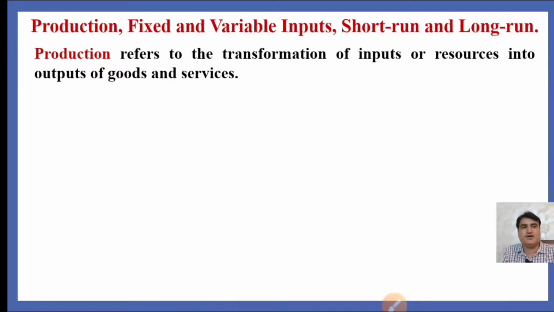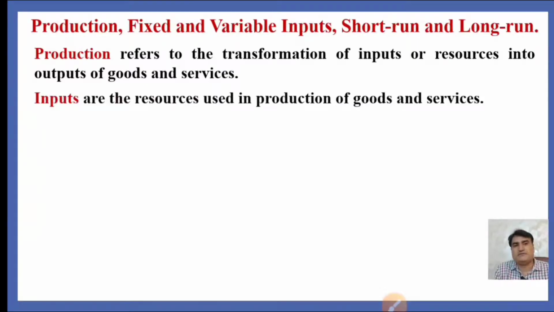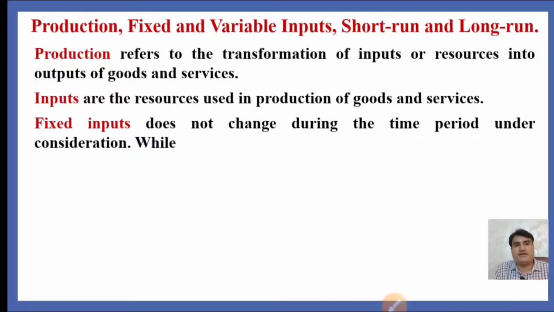Production refers to transformation of inputs or resources into output of goods and services. So production is the process of converting the input into output. So what is input? Inputs are the resources used in the production of goods and services. Some of the inputs are fixed, whereas some of the inputs are variable.